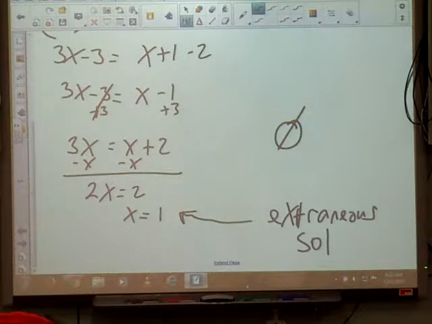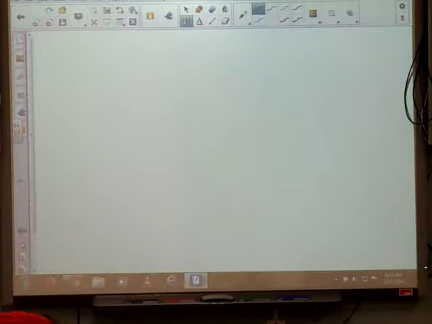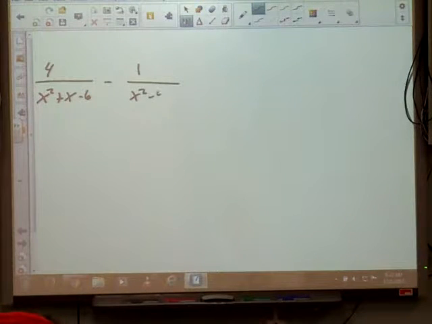Alright, let's go hit one that's got a normal answer now. This one is a little bit longer here. Try to write a little smaller. I've got 4 over x squared plus x minus 6, minus 1 over x squared minus 4, equals 2 over x squared plus 5x plus 6.